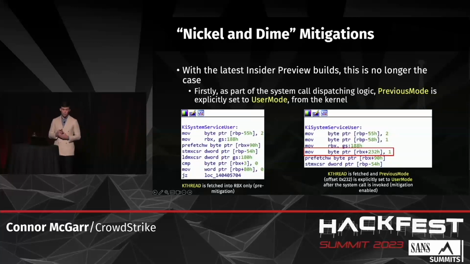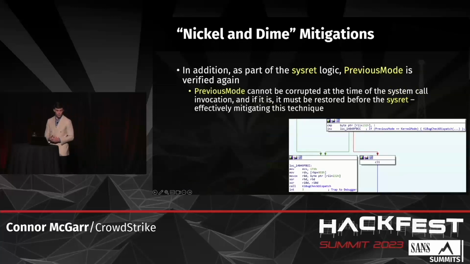And then at offset 232, which is previous mode, it's explicitly set to 1 now. So even if you corrupt previous mode, then dispatch the system call, the OS effectively says, I'm not going to trust that. I'm always going to set you to user mode. So this mitigates that first issue.